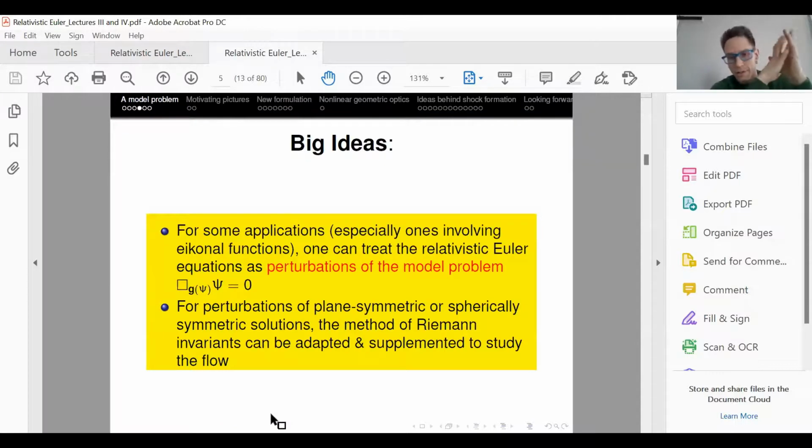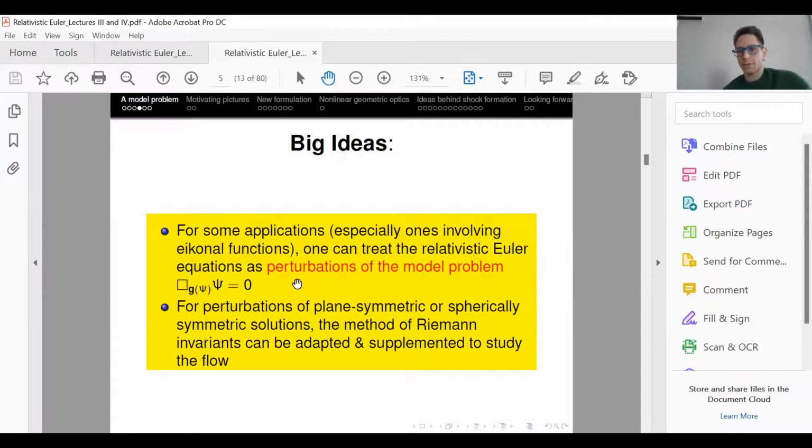So here's the big idea. For some applications to fluids, especially ones involving eikonal functions, you can treat the relativistic Euler equations as perturbations of the model problem. So again, you want to think that at least for some regimes and some classes of problems, relativistic Euler is just box psi equals stuff on the right-hand side, and you would like to treat the stuff on the right-hand side perturbatively.